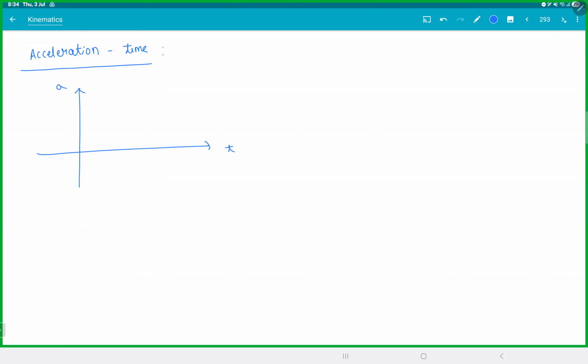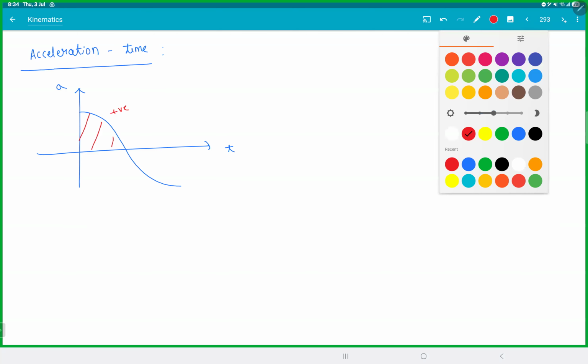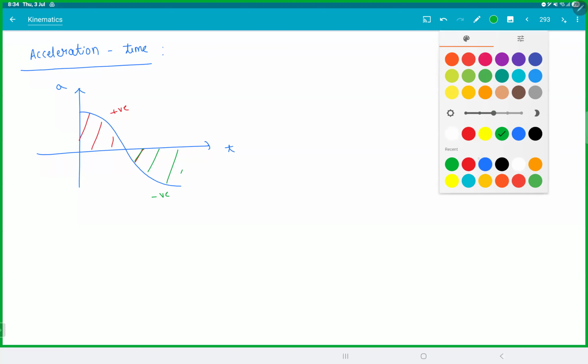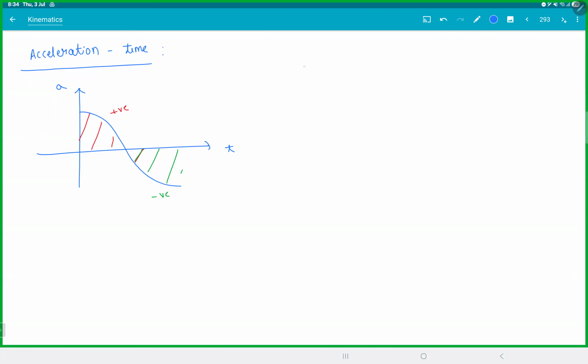So in an AT graph, the area above the time axis is positive area. Area below is your negative area. So here the slope is given by dA by dt. There's a name for this. It's called jerk, but we don't use this. It rarely comes in physics.